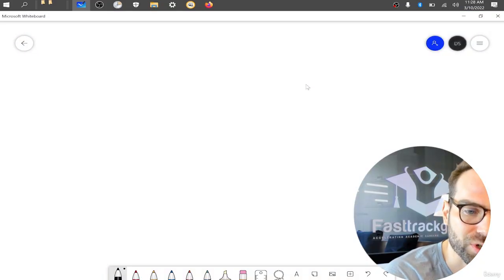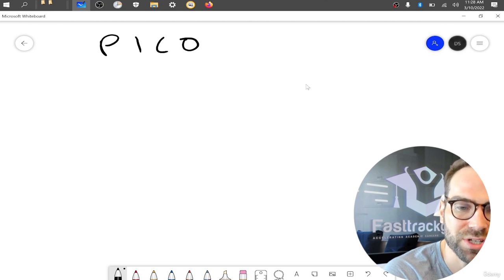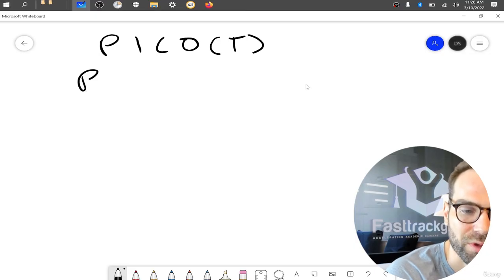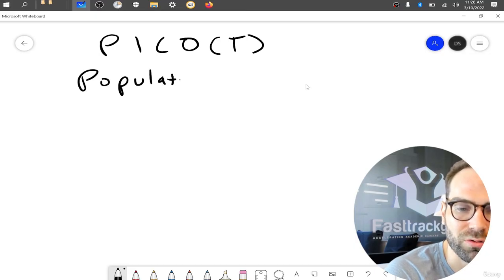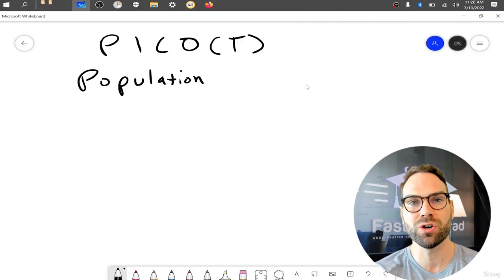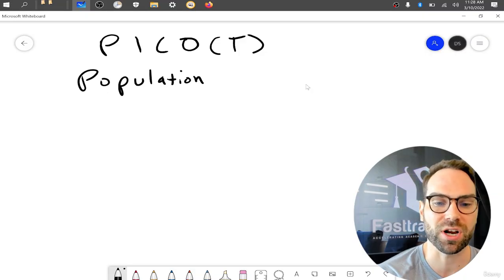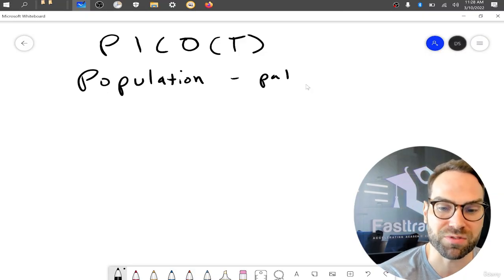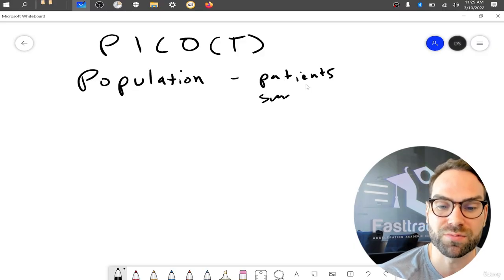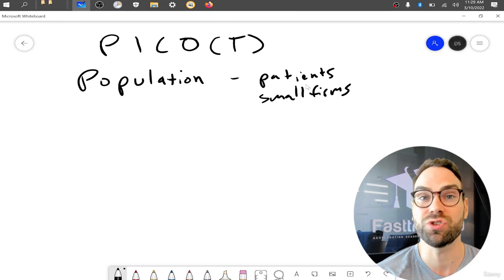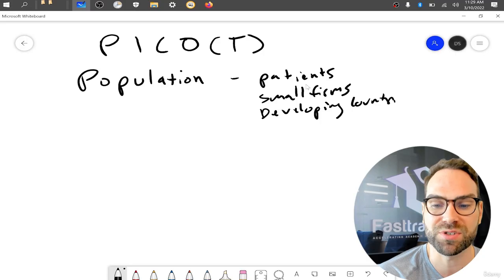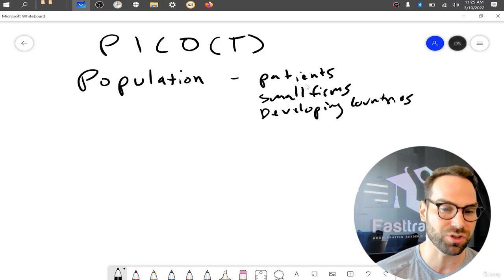So PICO, just like it sounds, has 4 main elements. Sometimes there is a fifth, a T, that I'll come to in a second. So let's take each one by one. Population. Many of you are going to have topics that involve certain populations, certain groups or institutions that you want to study. This population could be a group of certain types of patients, maybe patients with diabetes or HIV. It could be a certain kind of firms, maybe small firms. It could be certain countries or geographies. Maybe you only want to look in developing countries, for example. Some of you will have a specific population in mind. Maybe you don't. That's also okay.